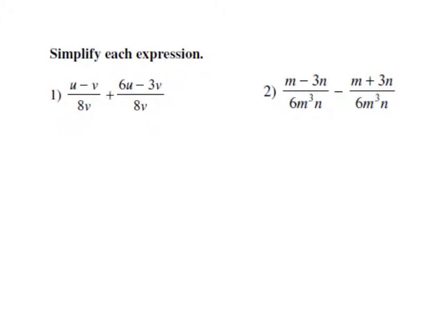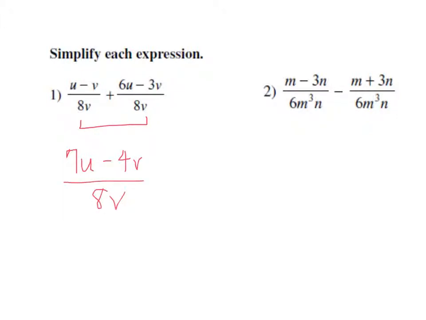So these are along the same lines, except that what you'll notice is that we've gotten simpler. These are the same denominator. So really, what do you do when you have the same denominator? Well, you just add the numerators together. So combining like terms, I would have 7u minus 4v over 8v.